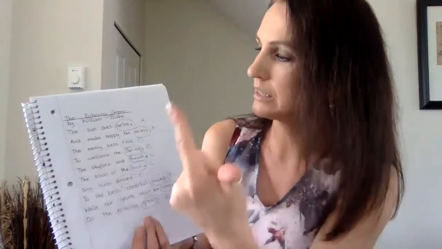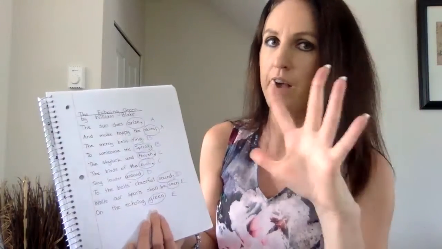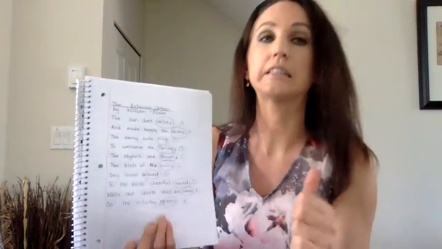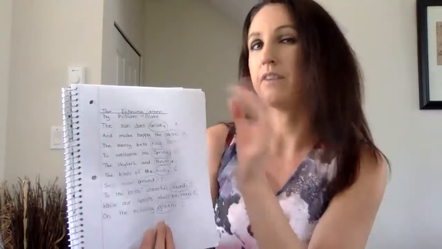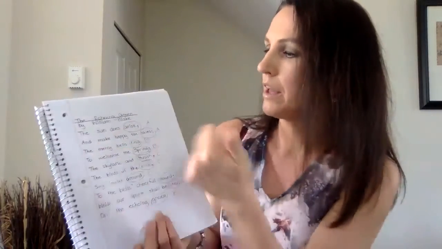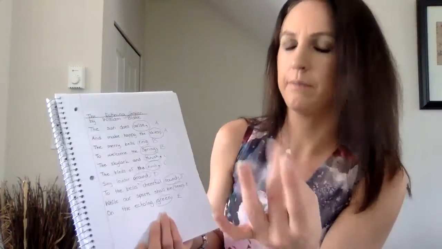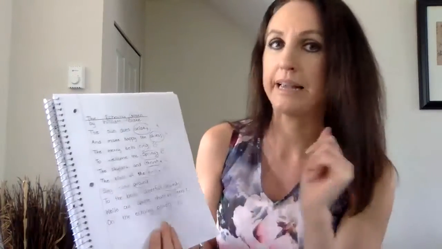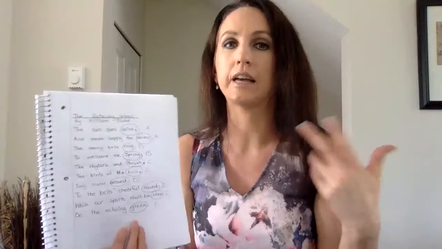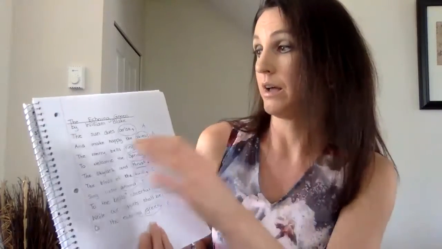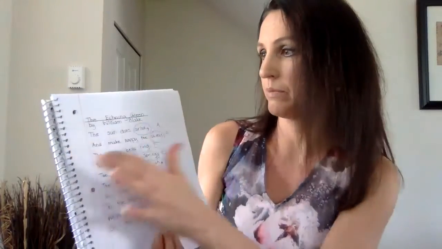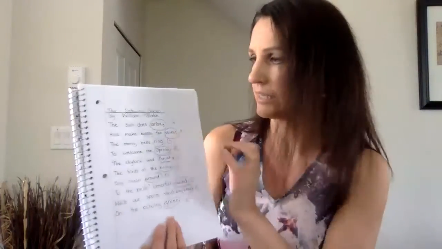So we have the sun does arise, that's 5, and make happy the sky, so that's 6. 5 plus 6 equals 11, pretty close to 10. The merry bells ring, 5, welcome the spring, 5, and 5 will make 10. So we're following that iambic pentameter scheme of 10 syllables per rhyming couplet. So it gives it that childlike feel.